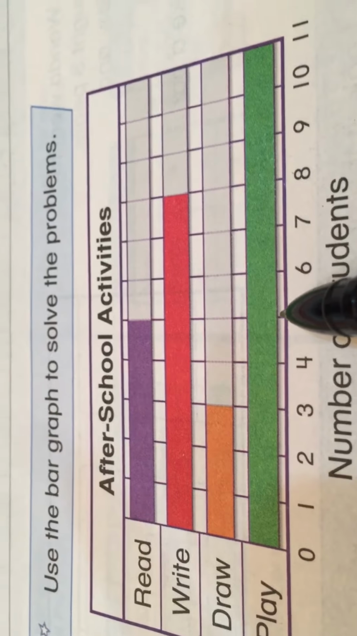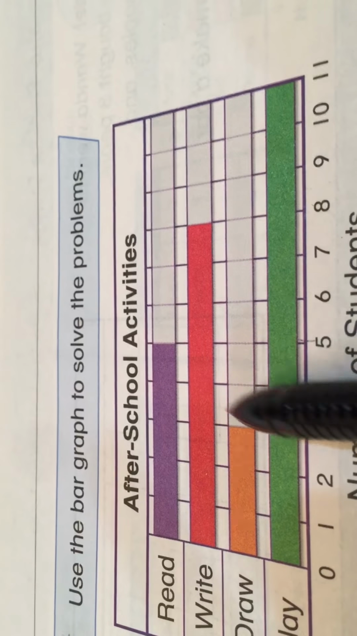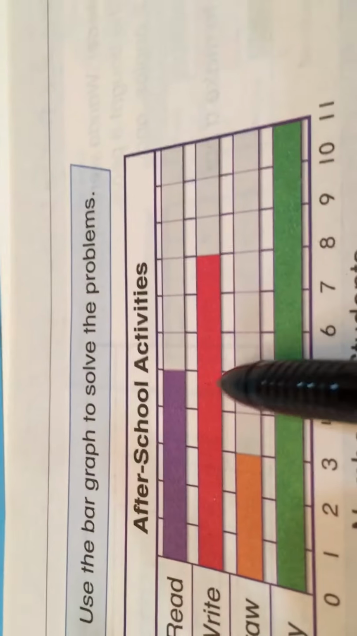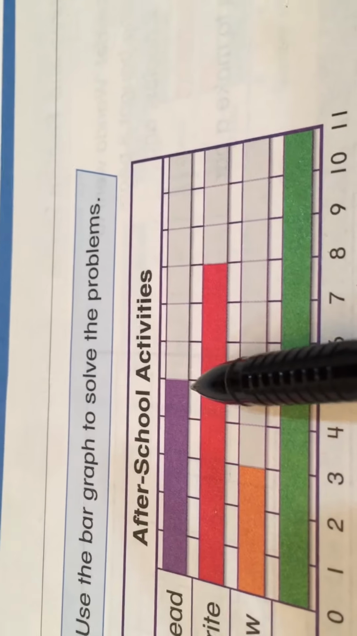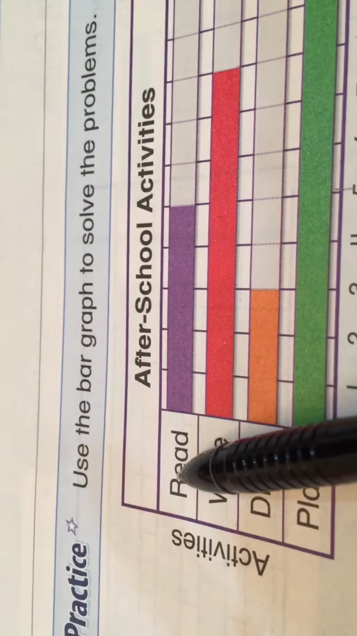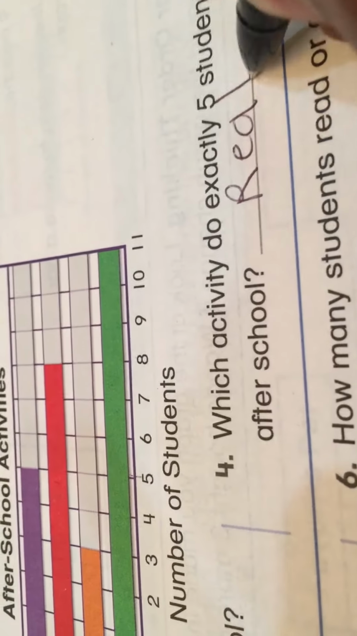Number 4, they said which activity do exactly 5 students do after school. We're gonna look at our numbers here. We will see 5, and we will go up. It is not this one, not this one. The purple one, that is the one with 5 students. The bar ends at the number 5. That bar, the purple one, is for reading. Then our answer will be reading, or read.